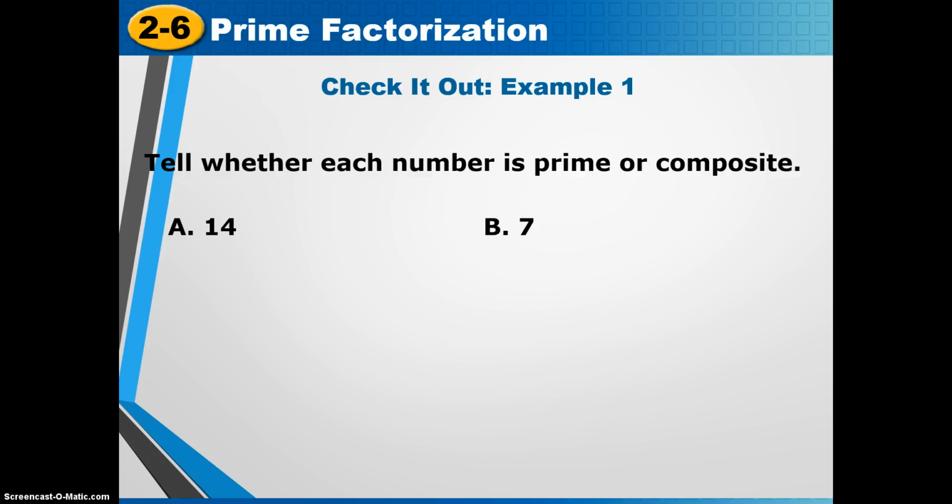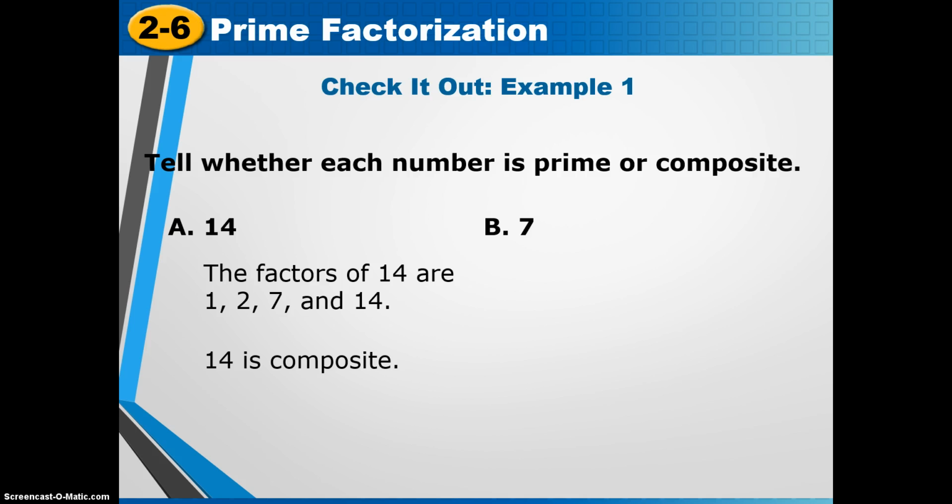Let's look at 14. 14 is, of course, divisible by 1 and 14, as well as 2 and 7, and since there are 2 or more factors, that makes it a composite number. 7, however, is divisible only by 7 or 1, which makes it a prime number, because the only factors are 7 and 1, 2 factors.